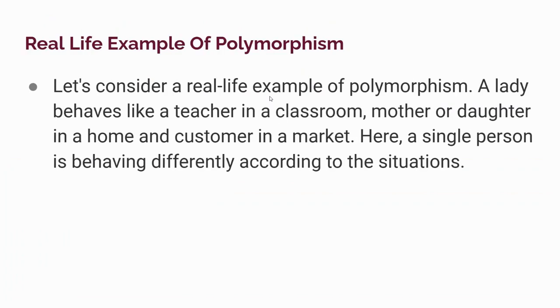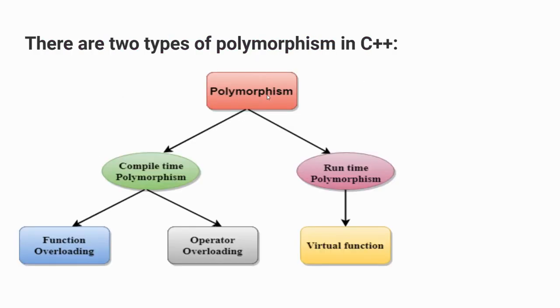Real life example of polymorphism. A lady behaves like a teacher in a classroom, mother or daughter in a home, and customer in a market. Here, a single person is behaving differently according to the situations. In the same way, polymorphism works.